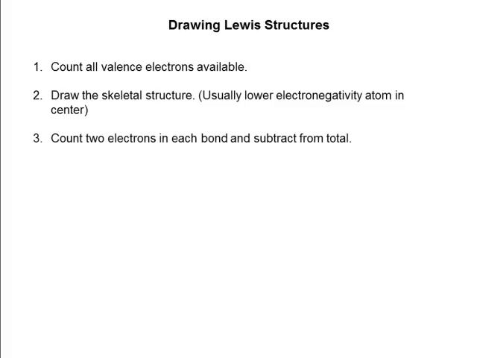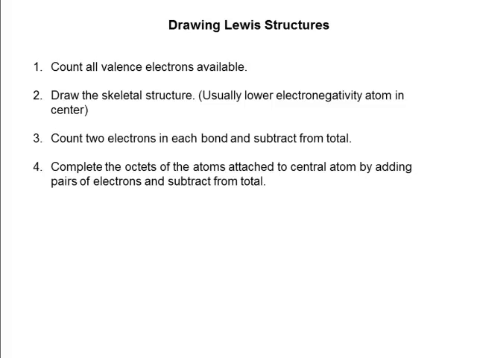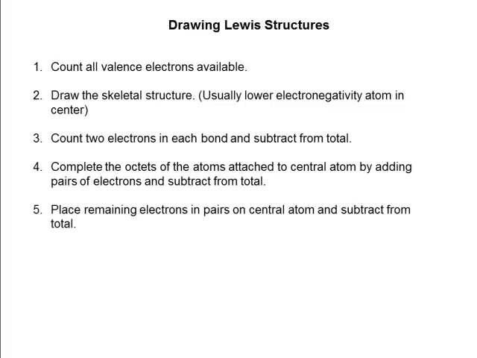Then we're going to count 2 electrons in each bond from that skeletal structure, and we're going to subtract that from our total number of valence electrons. Next, we're going to complete the octets on the atoms attached to the central atom by adding lone pairs, and we're going to subtract those electrons from the total. Any remaining electrons we have left, we're going to place on the central atom in pairs and subtract those from the total.